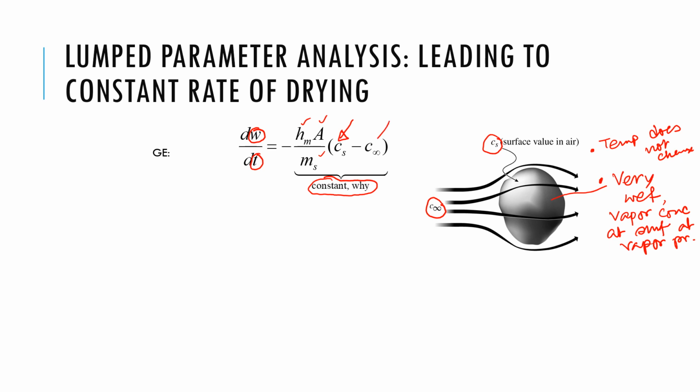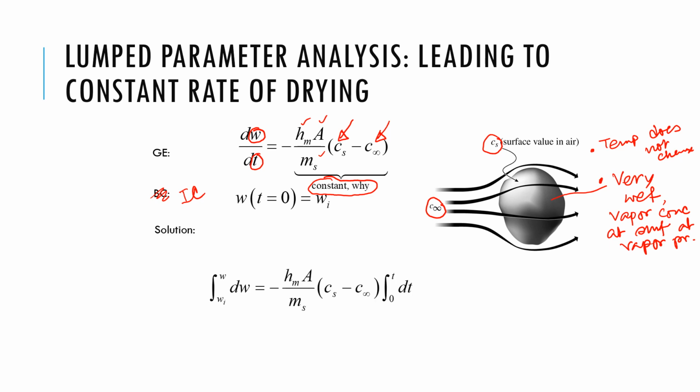And let's say that humidity also does not change. Then we can treat this as constant. And to solve this, of course, we need the initial condition. So we can be more specific. It's just the initial condition. And with that, we solve.